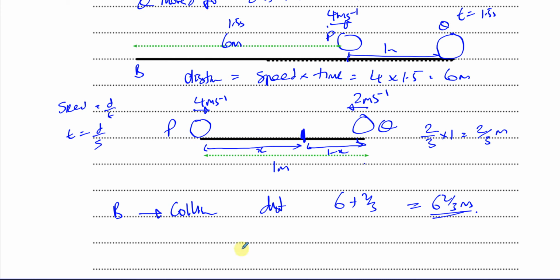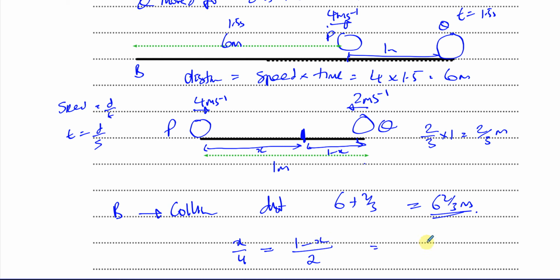So the distance he's traveling is x over his speed, which is 4, and that's going to be equal to the time he's taken to get from here to there. That will be the same time that it takes to get from there to there. So he's traveling a distance of 1 minus x, going at 2 meters per second. So his distance over his speed is given by this.